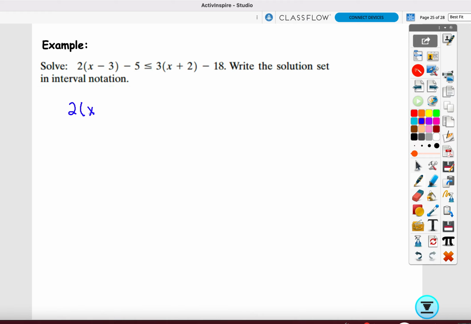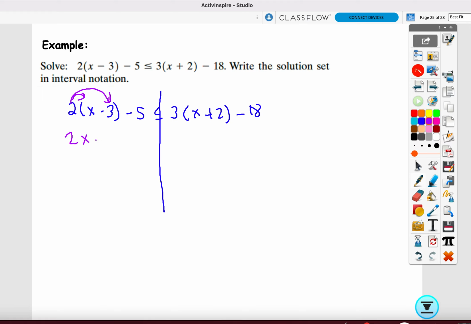So 2 parentheses x minus 3 minus 5 is less than or equal to 3 parentheses x plus 2 minus 18. We're going to go ahead and solve this. Distribute your 2. 2 times x is 2x. 2 times minus 3 is negative 6. Minus 5, less than or equal to, distribute your 3. So we get 3x plus 6 minus 18. Combine your like terms. Negative 6 minus 5 is 2x minus 11. Here, 6 and minus 18: you owe me 18, but you pay me 6, so you still owe me 12.